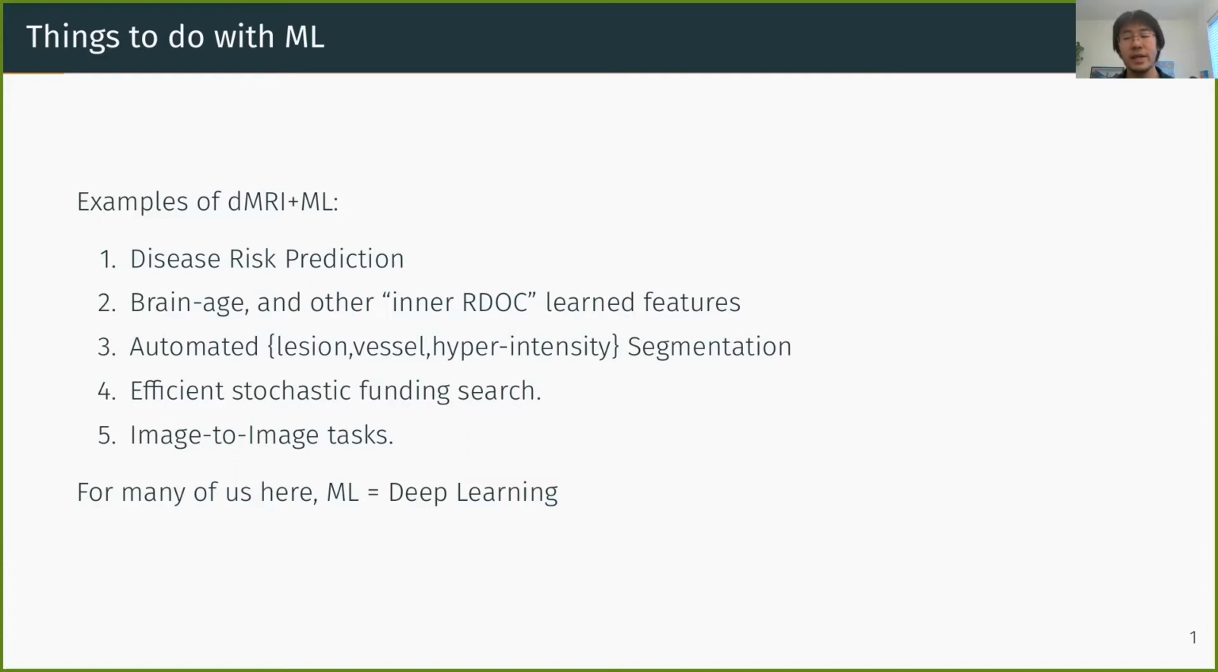For us here today, machine learning is going to be equivalent to deep learning. This is not true overall, but for a lot of these tasks, the state of the art is a deep learning, is a deep network. So yeah, that's going to be our purview for today.